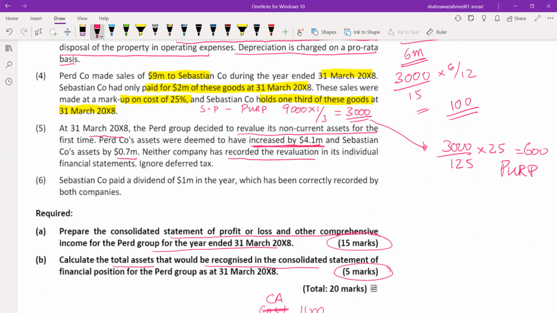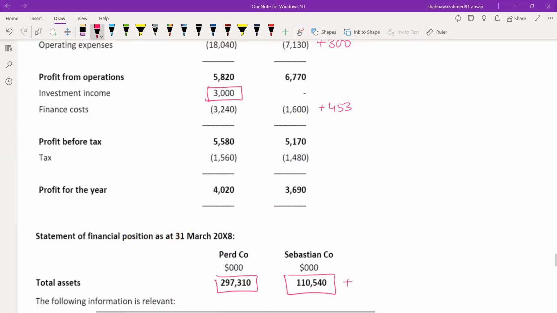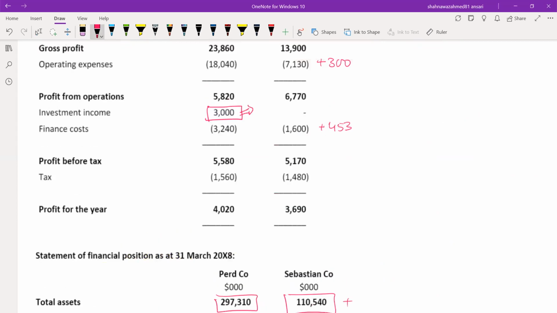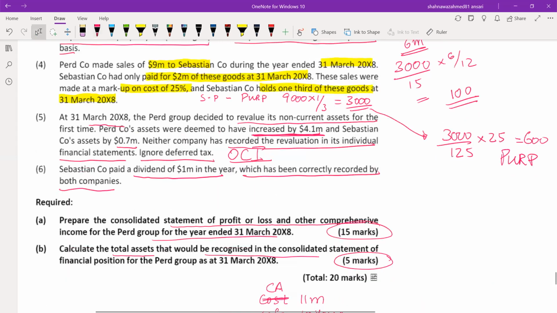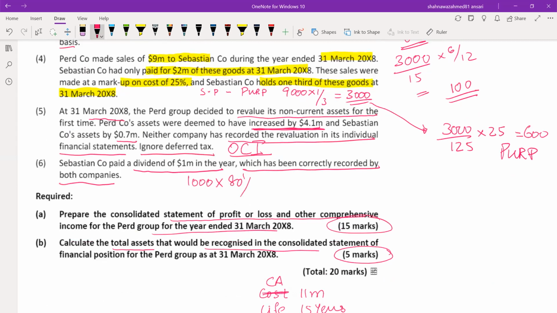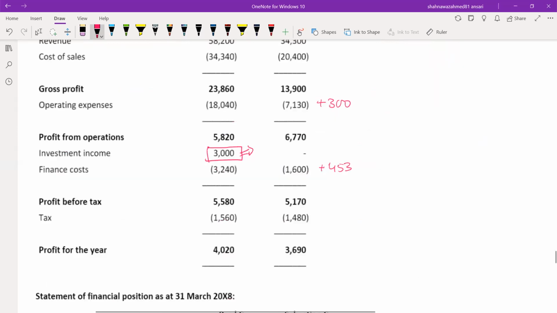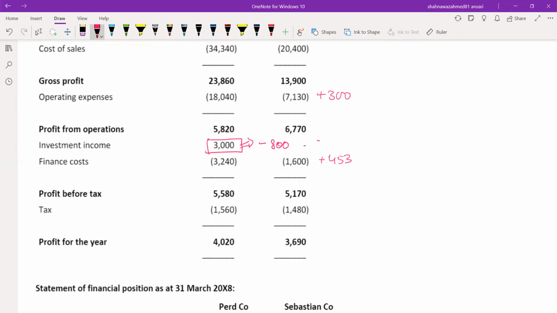Neither company has recorded the revaluation in the individual financial statement. Ignore deferred tax, so this is very simple. You have to incorporate this in OCI. S paid a dividend of 1 million in the year, which has been correctly recorded by both companies. It means in the investment income, this reflects dividend received. So how much dividend we have received? 1 million multiplied by 80% by parent company, which is 800. So that means 800 is intra-group income. We need to deduct this 800, and 2,200 is my investment income.